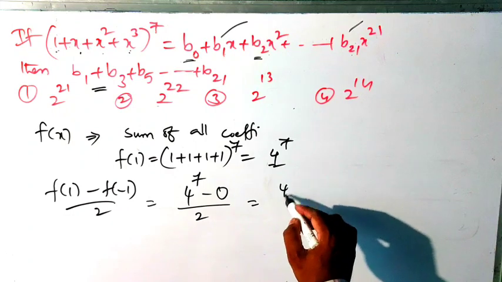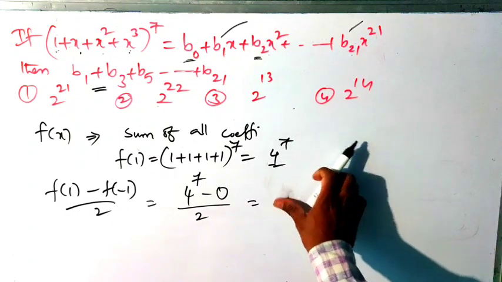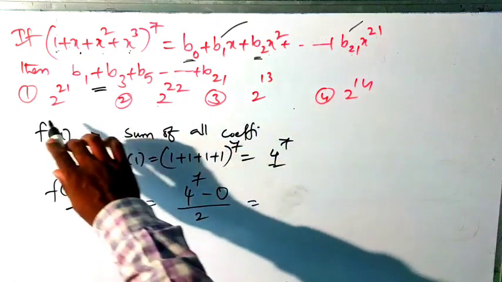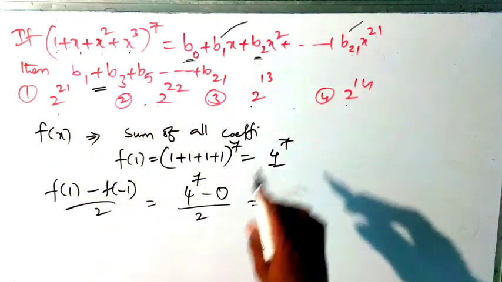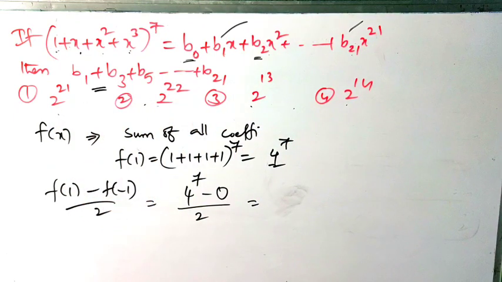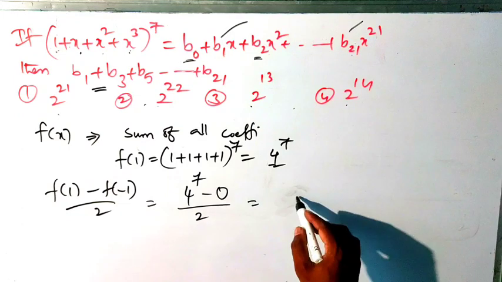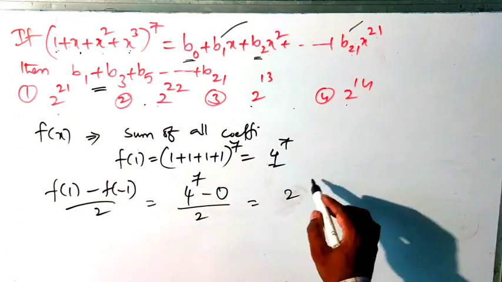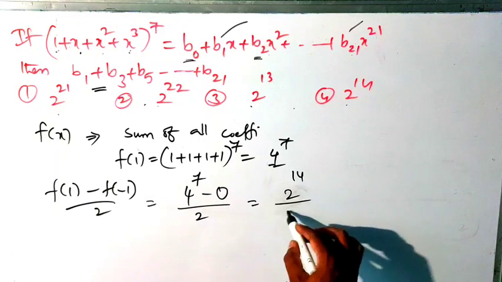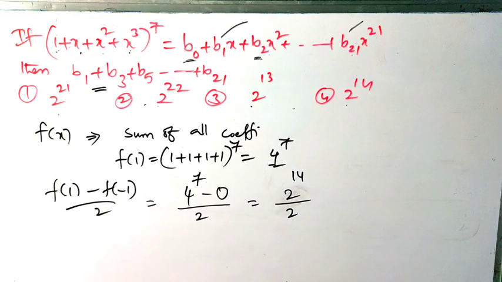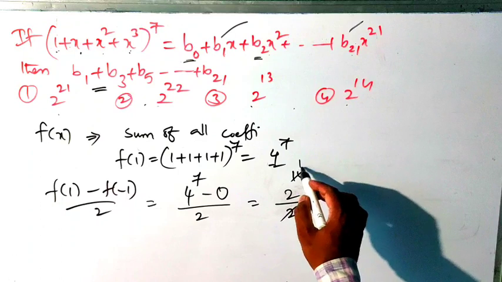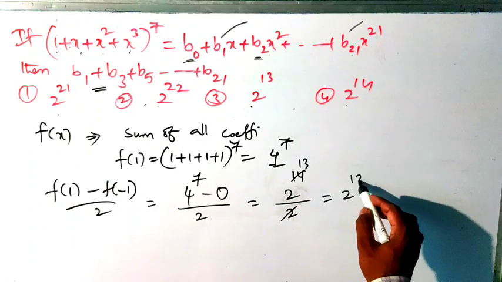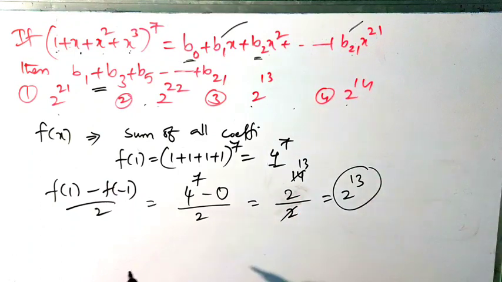So how to write here? 4⁷ is nothing but 2¹⁴. Clear? Because all the answers are given in powers of 2, we can change into powers of 2. (2²)⁷ is 2¹⁴, divided by 2 we get 2¹³. So this is the answer. That is, the third option is the right answer.